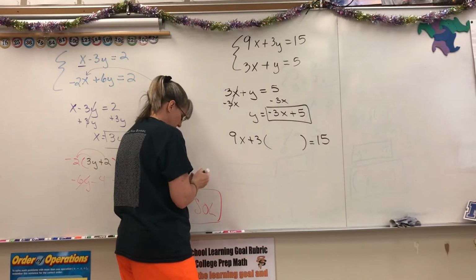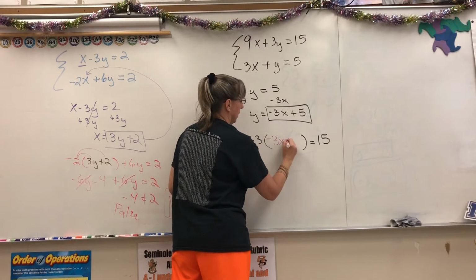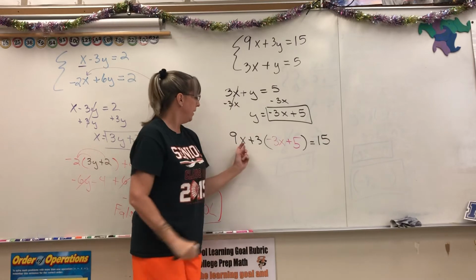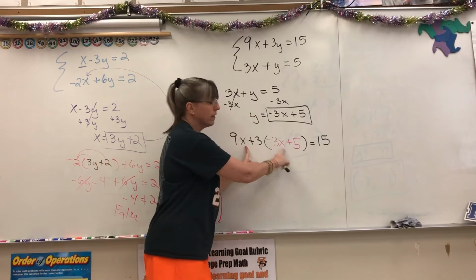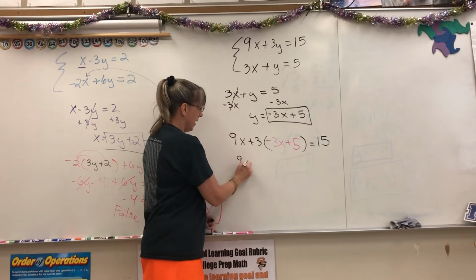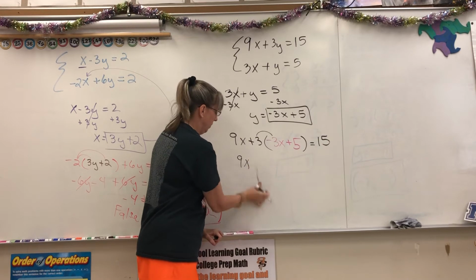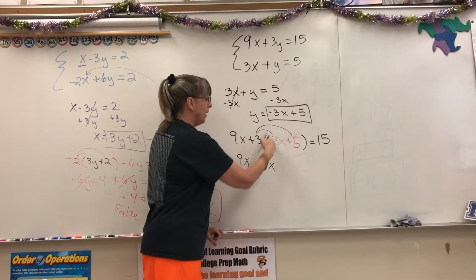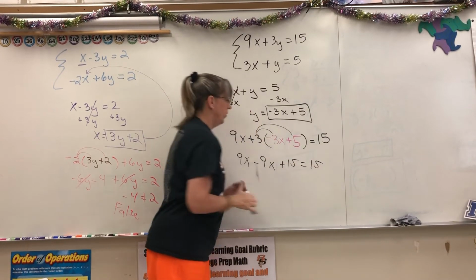Okay? Negative 3x plus 5. So if you see here, I have 2 x's. My y is gone, and I now have 2 x's. So I'm going to bring down the 9x. I'm going to distribute the 3 to the negative 3x and then to the 5. Bring down the equals 15.